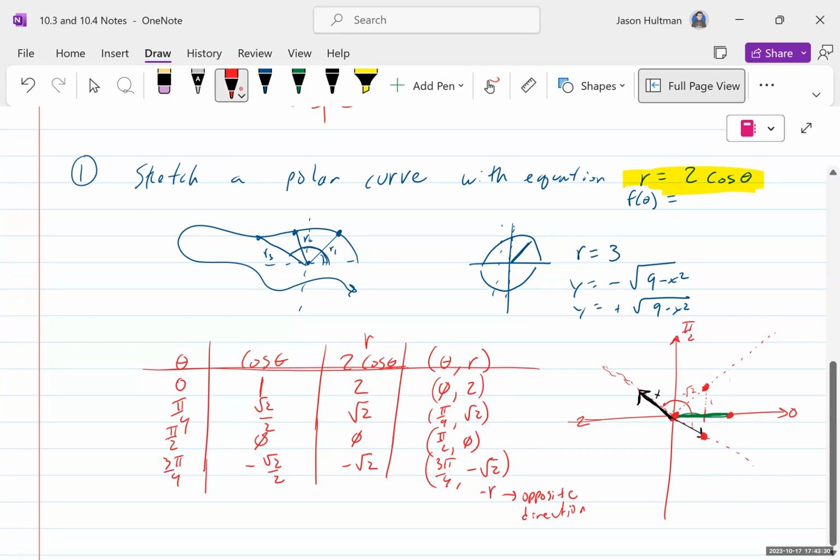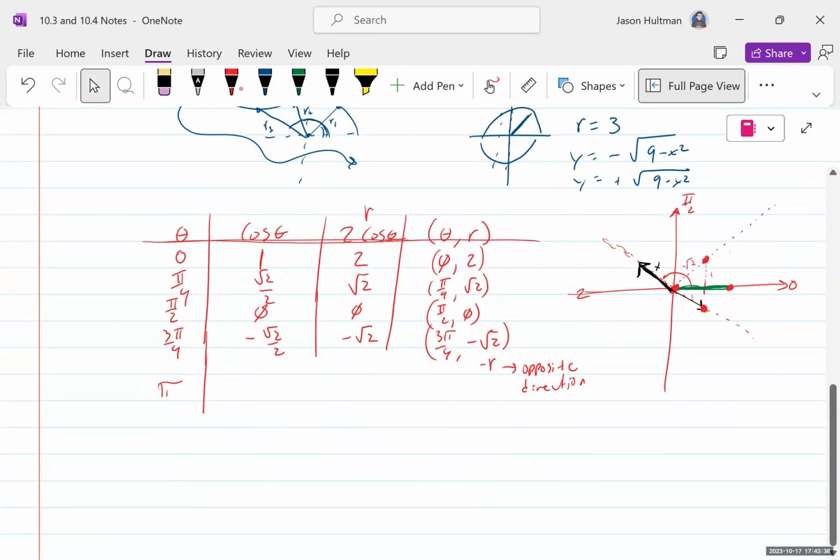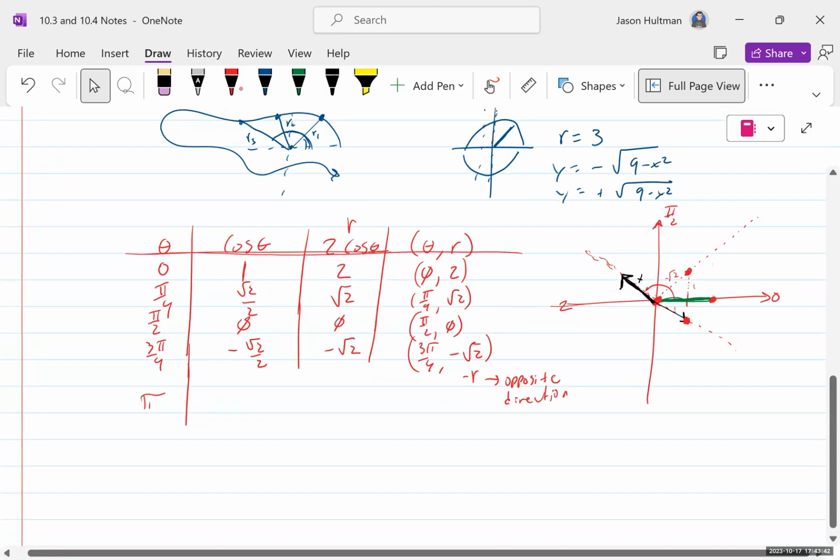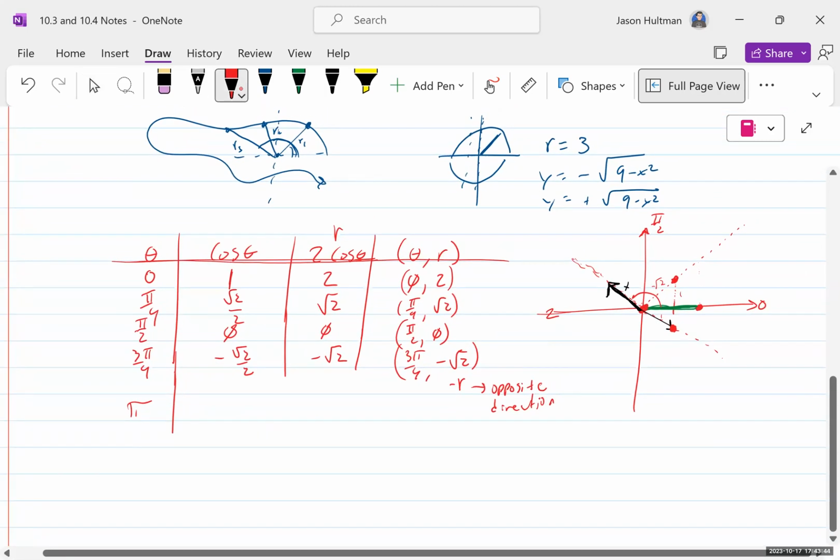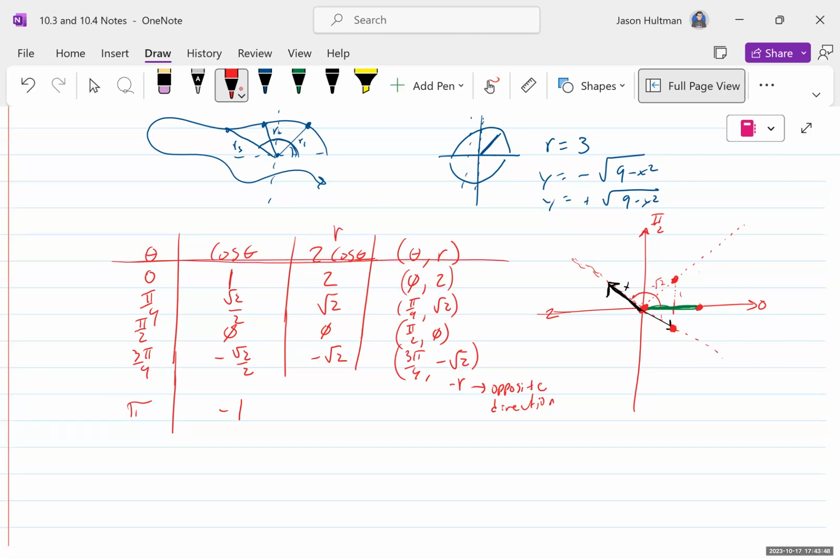And then at pi, where are we? At pi, cosine theta is negative 1, and so this is negative 1 times 2, which is negative 2.